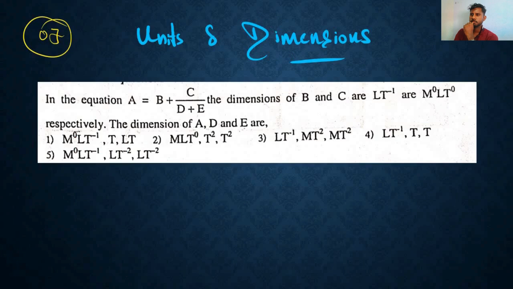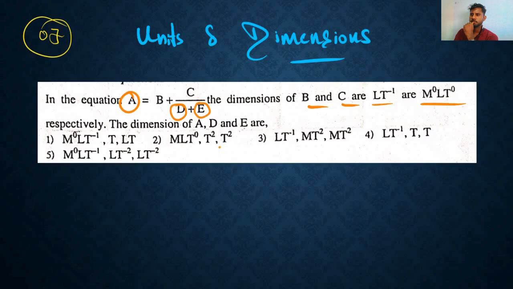Units and dimensions. Seventh question. In the equation, yes, that's a long equation. The dimensions of B and C are this one and this one. So what are they asking? The dimensions of A, D, E. You need to find A, D, and E.